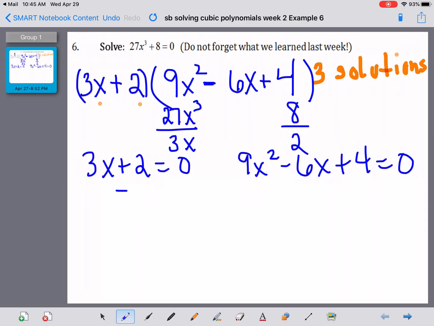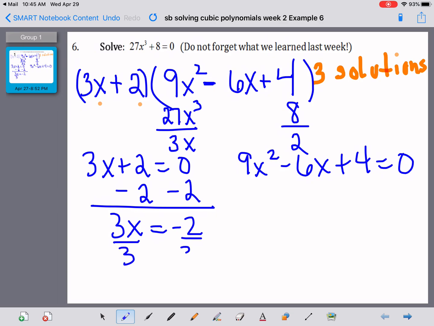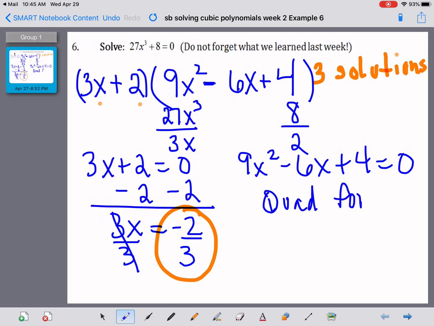And we can solve this 3x plus 2. We can subtract 2 from both sides. We get 3x equals negative 2. Divide both sides by 3. And then just because of space, I'm just going to circle it here. We get x equals negative 2/3. But over here, we have to use the quadratic formula. So I'm going to switch to a new page here.